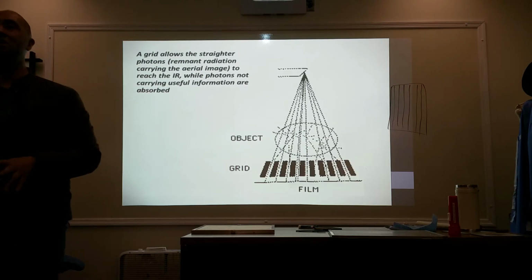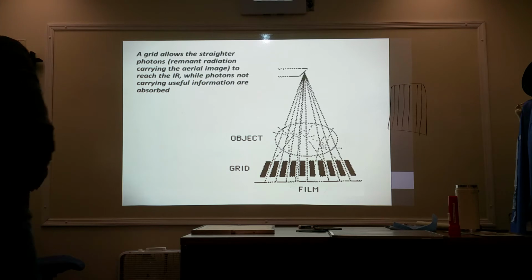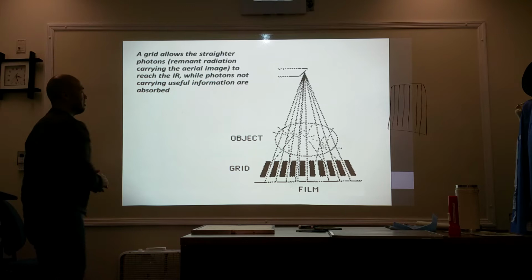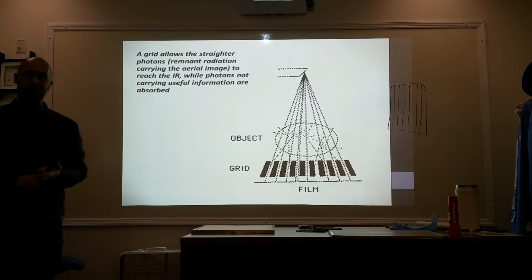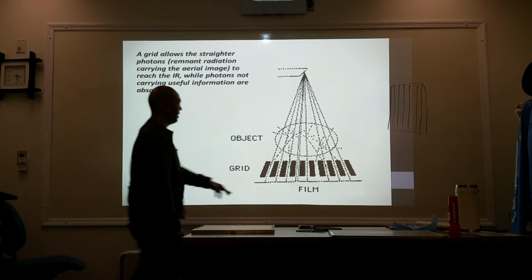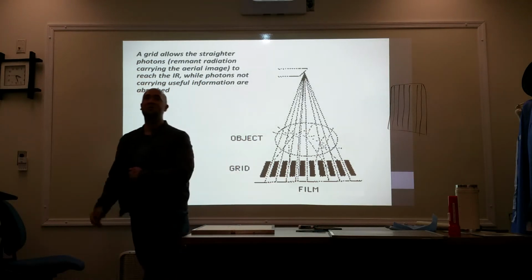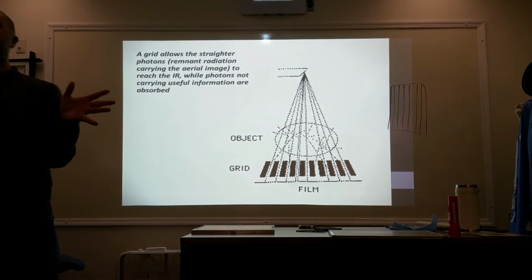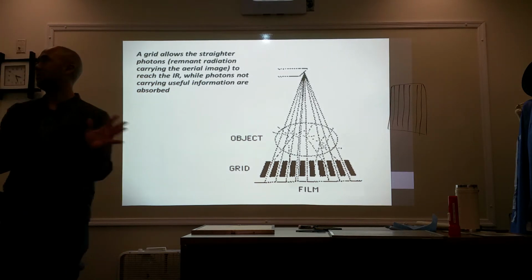Here is that cross-section of the grid that I showed you. A grid allows the straighter photons, remnant radiation carrying the aerial image, which includes both the primary and scatter radiation, so the ones that are traveling in a more straight direction, to interact with the film, and those that are traveling in a very angular direction are going to be absorbed by the lead strips.